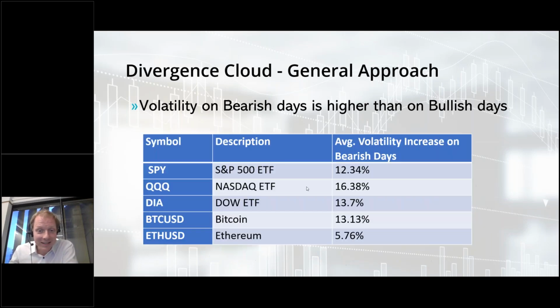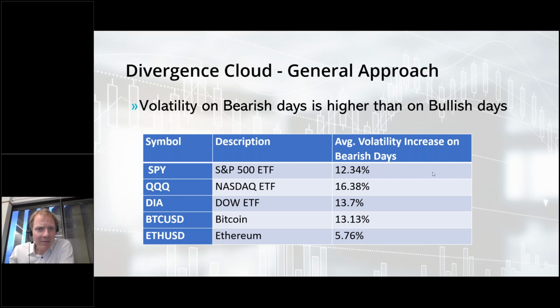But interestingly, this observation holds true not just for stocks, but for all kinds of things, such as Bitcoin or Ethereum and other assets. So here are some statistics which back up our observation. And we have based our Divergence Cloud indicator exactly on this phenomenon. And as it turns out, it's actually quite spot on to find reversals in the market.